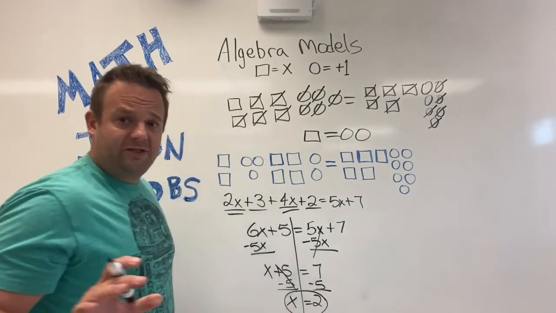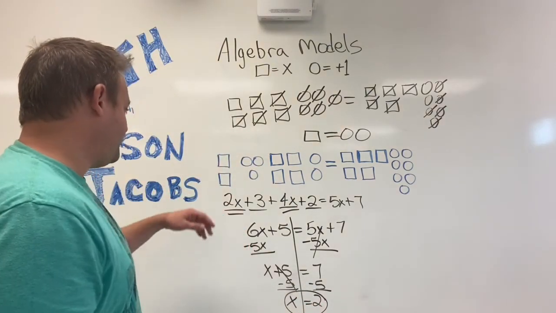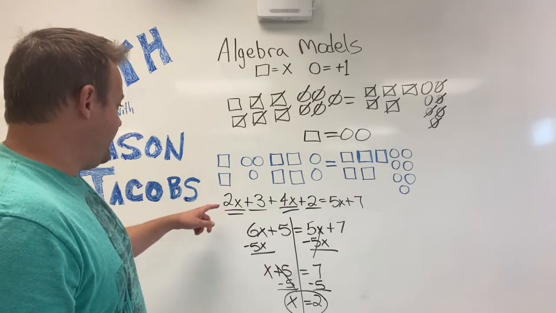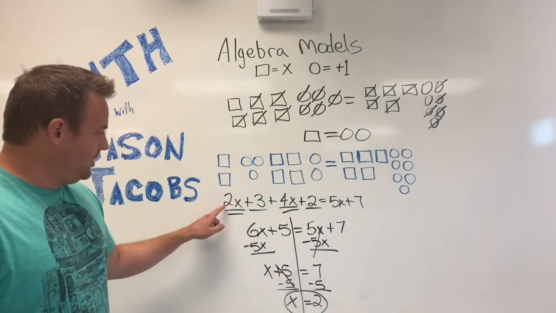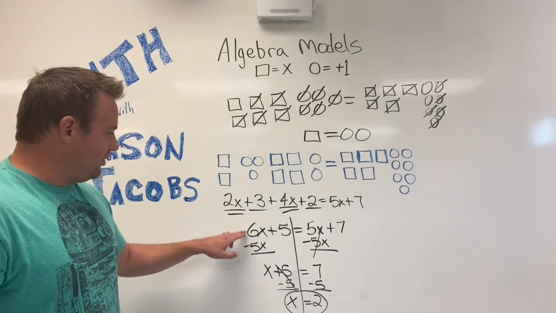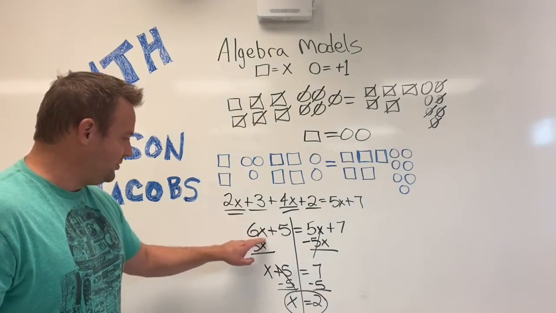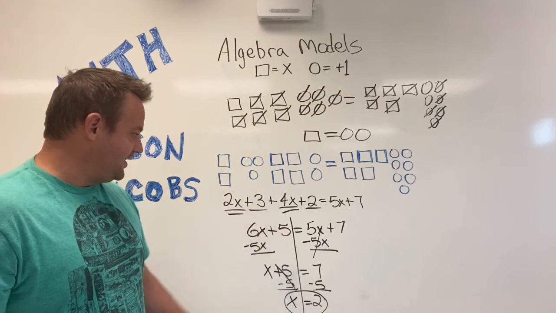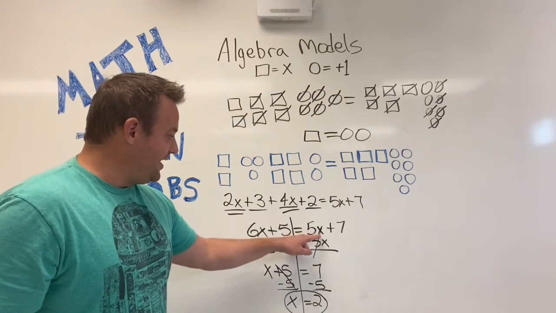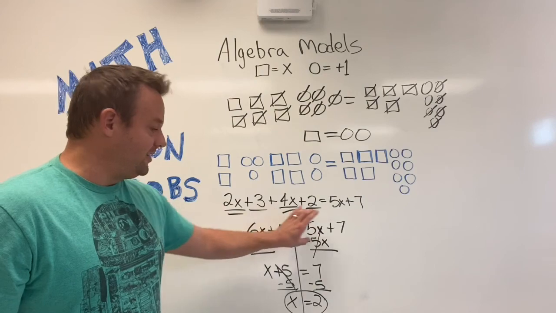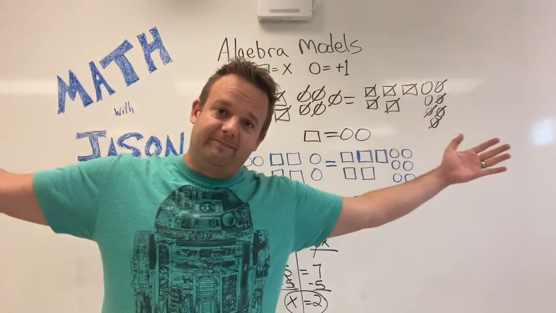Of course, it's always good to check your work. So let's do that now. X is 2. 2 times 2, I'm going to go to the one that was simplified, combined like terms. 6 times 2 is 12, plus 5 is 17. 5 times 2 is 10, plus 7 is 17. 17 equals 17. There it is.